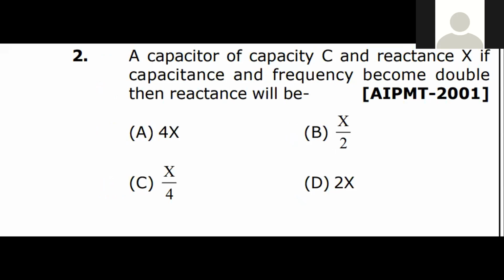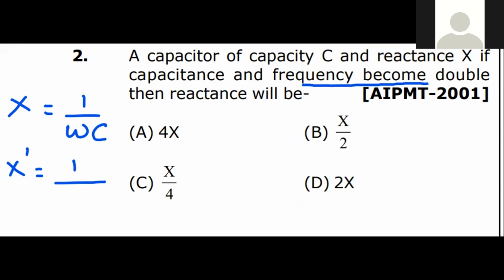So, initially the value is x. By 2, sir. This x will be equal to 1 by omega c. Yes or no? Answer x by 2. Now, let me call the new x as x dash. It becomes 1 by new omega.